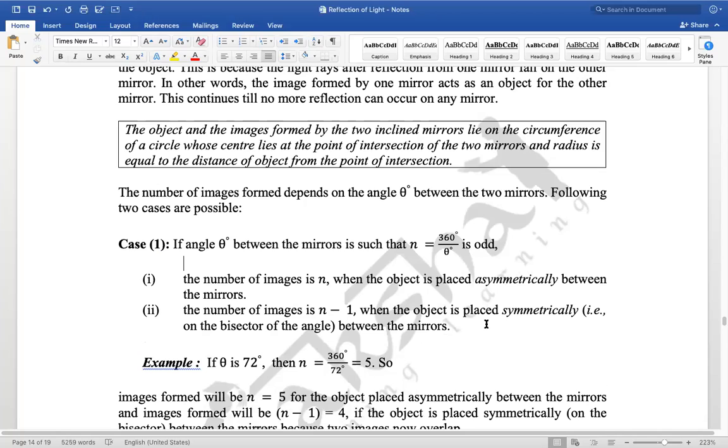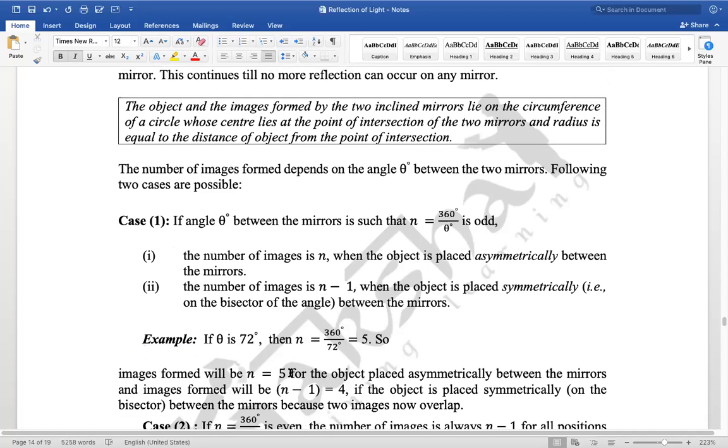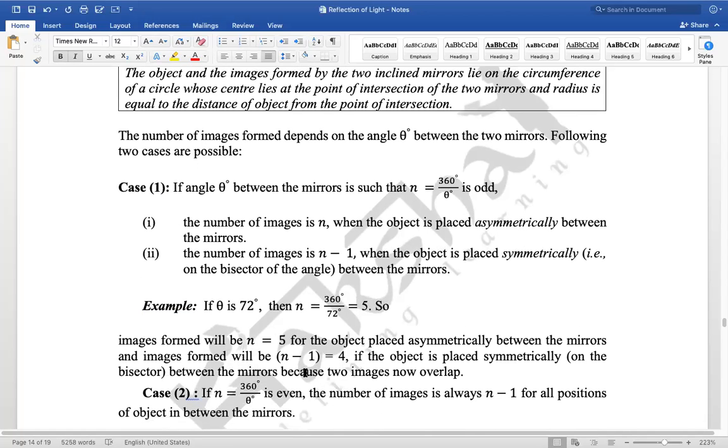Okay. So now, for example, if theta is 72 degree, 360 by 72 is 5. So the images formed will be n equal to 5, because it is odd, for the object placed asymmetrically between the mirrors, and the image formed will be n minus 1, that is 4, if the object is placed symmetrically on the bisector between the mirrors, because two images now overlap.